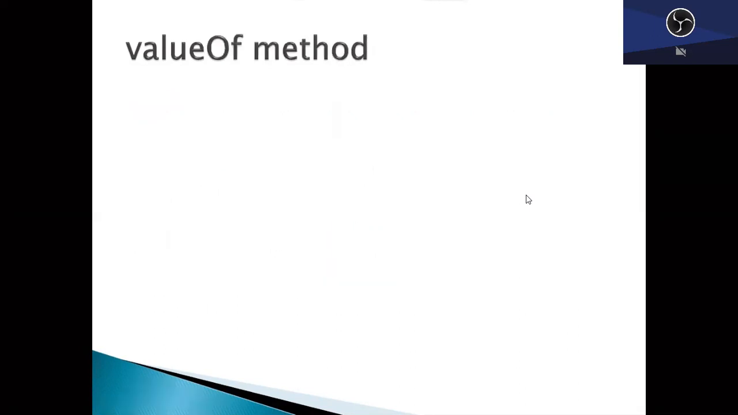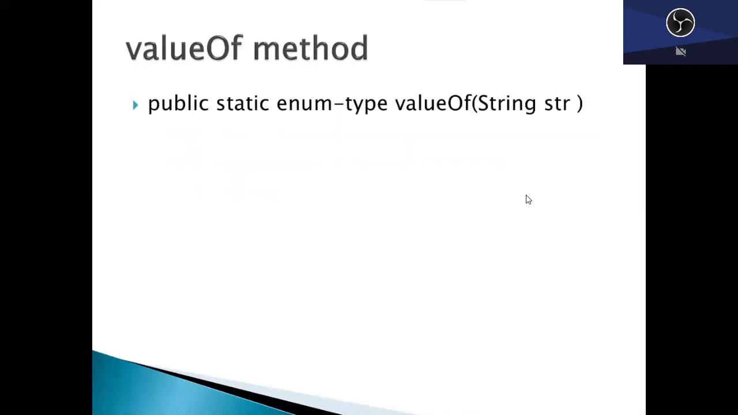The other method is the valueOf method. The syntax is like this: public static, again both static and public. It returns an enumeration type. Here it returns a single enumeration type value, but not an array. And valueOf takes one parameter, that is a string.